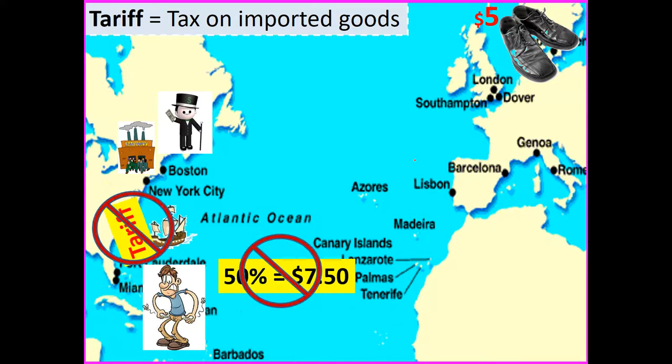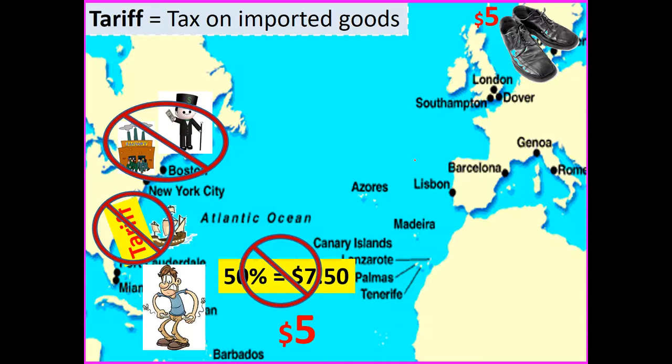And Woodrow Wilson wants to help the consumer. So he gets rid of the tariff. He gets rid of that high price. Back to $5 shoes. Too bad. Sorry, rich business owner. You're just going to have to find a way to lower the costs to compete.